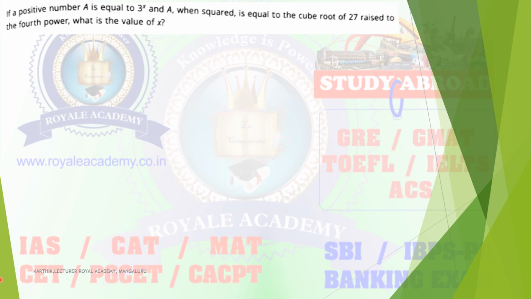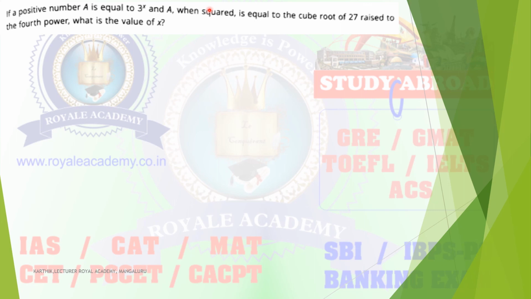Next problem. If a positive number a is equal to 3 to the power of x, and a when squared is equal to the cube root of 27 raised to the fourth power, what is the value of x? So you have to find out the value of x. But here a sentence is given, so you just convert or frame this sentence into an equation.